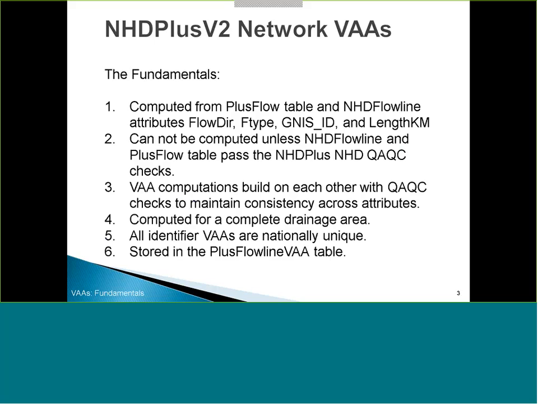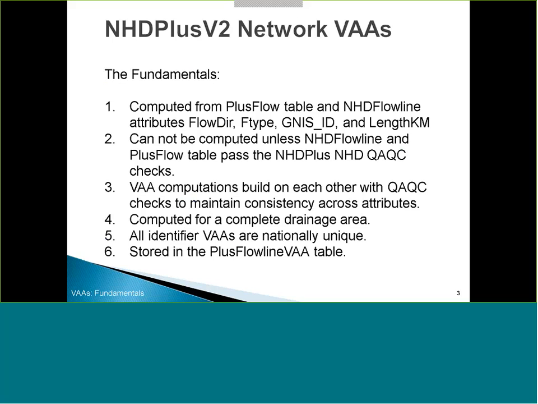All right, the fundamentals are really important. All these attributes are computed. Nothing is collected here. And they're computed from the NHD PlusFlow table. So if 2 flow lines relate in the PlusFlow table, then they are going to have value-added attributes that reflect that connection. The attributes are built upon each other. They depend upon the flow table being accurate.